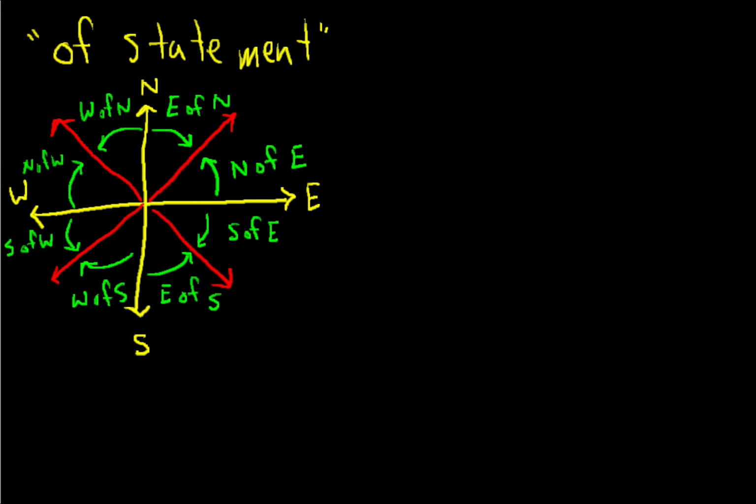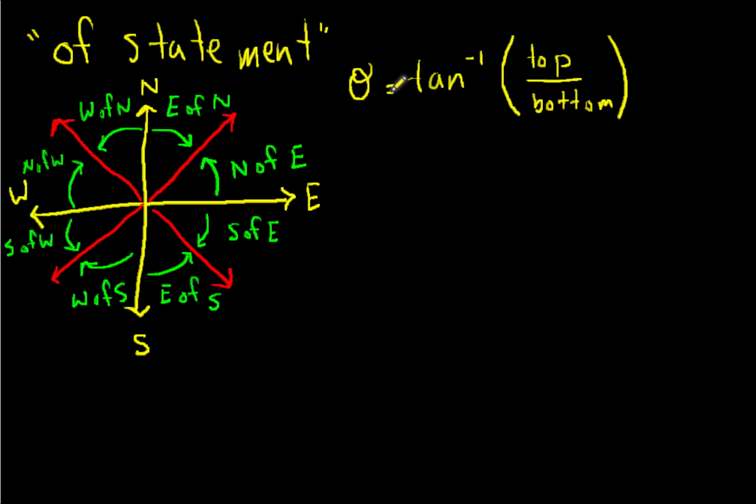To create our "of" statement, we go back and look at the tan function that we used to get our angle. We use tan negative 1, something on the top, divided by something on the bottom. And this gave us one of our two angles. Our "of" statement is going to look like angle blank of blank, where the first box takes the direction of the top vector, and the second takes the direction of the bottom vector.